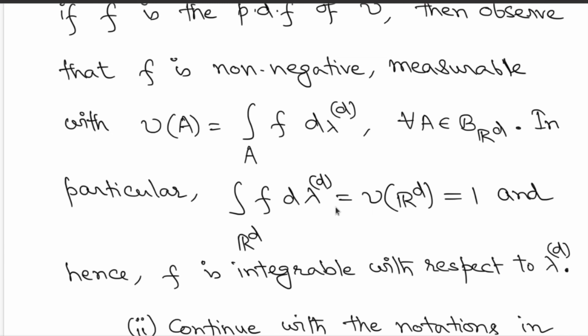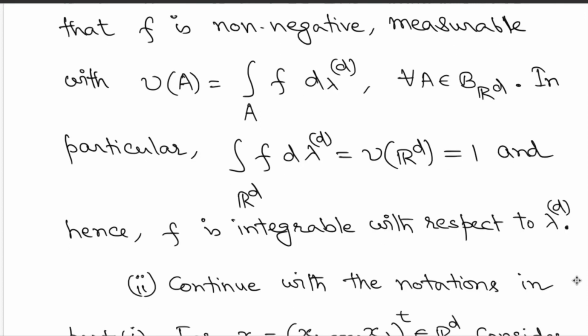So therefore all you are saying is that this non-negative measurable function f integrates to 1. Okay, so this is an integrable function with respect to the Lebesgue measure. So this is already non-negative and you have shown its integration is finite. So therefore this turns out to be integrable with respect to the Lebesgue measure in this d-dimensional case. But continue with this notation a bit more.